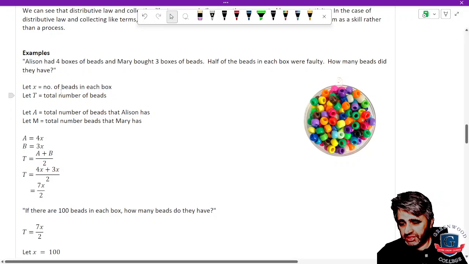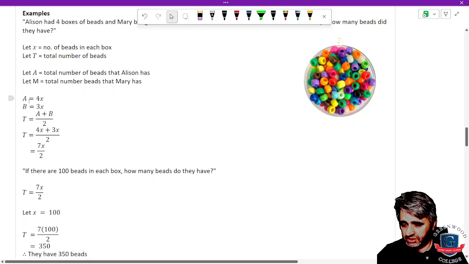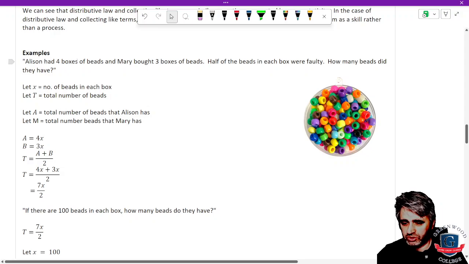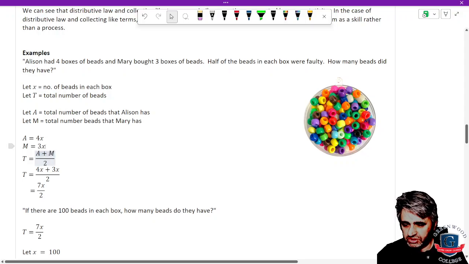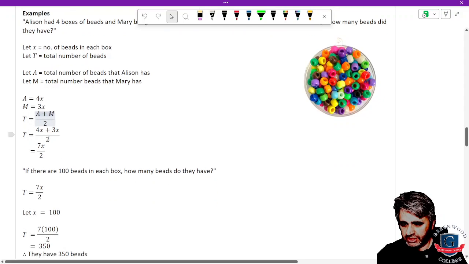So let x be the number of beads in each box and t be the total number of beads. A be the total number of beads that Alison has and m be the total number of beads that Mary has. So Alison will have 4 lots of boxes. So Alison will have 4 boxes of beads. 4x. That should be m, shouldn't it? M for Mary. Mary has 3 boxes of beads, which will be 3x. 4x plus 3x is 7x, and half of them are faulty.